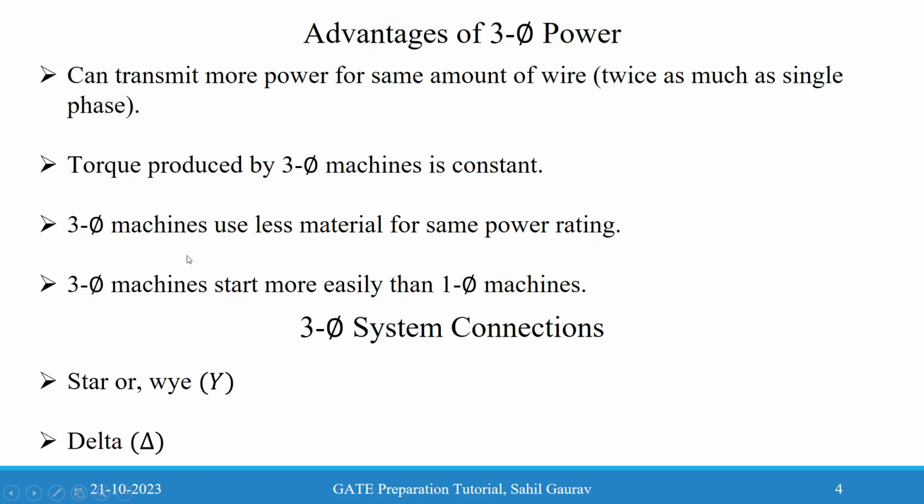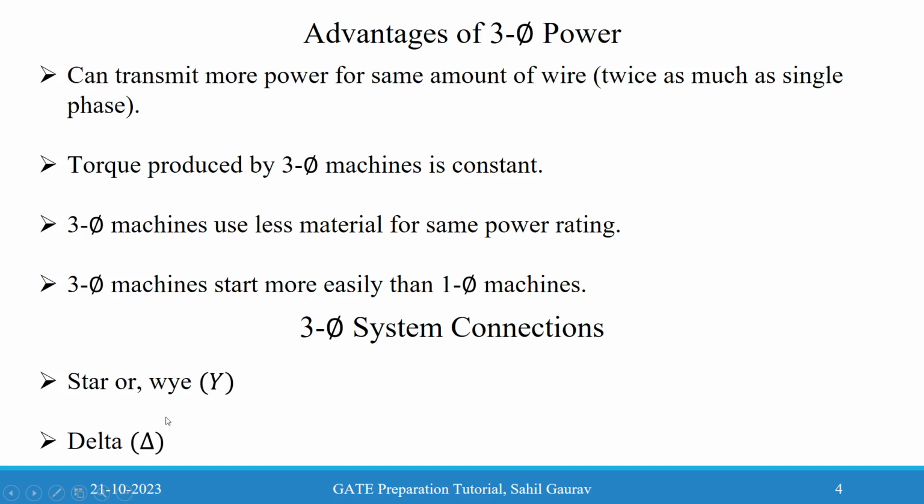Other advantages of three-phase machines are that they use less material for the same power rating, and they start more easily than single-phase machines. So these are the advantages of three-phase power. And if you see the three-phase system connection, they are connected either in a star connection or a delta connection. We call it a star connection or delta connection.